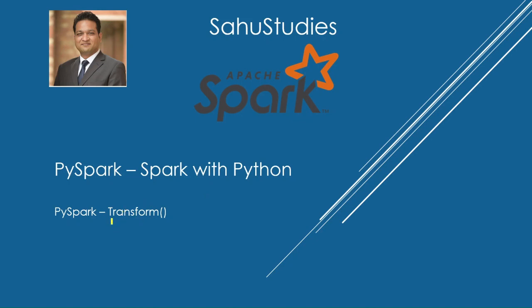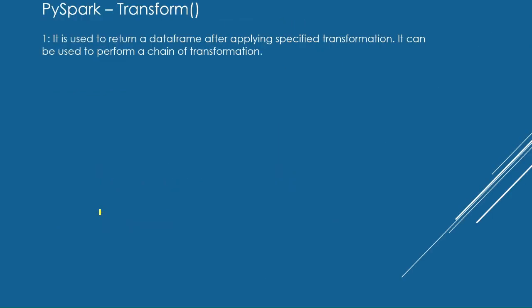In this video, we are going to see how the transform function works in PySpark. So why do we use the transform function? It is used to return a data frame after applying a specific transformation. It can be used to perform a chain of transformations. So what it is saying is that it returns a data frame after applying a specific transformation.